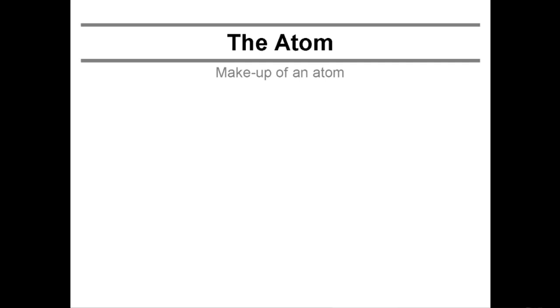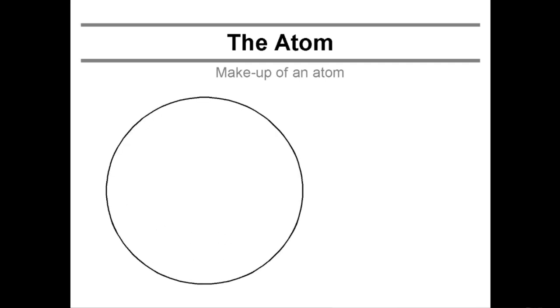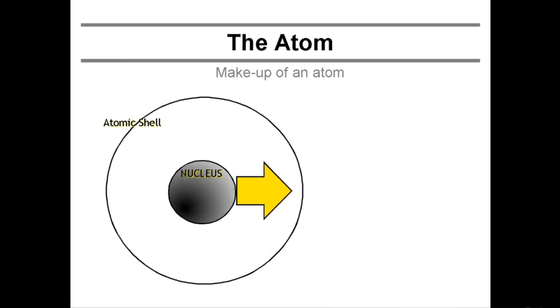So a little bit, what do we know about the atom, the makeup of an atom? Quick, so let's assume this is an atom. Blew it up, of course, a little bit. It's made out of several parts. It has an atomic shell, kind of something that's the outside of it, and it also has something in the inside we call the atomic nucleus. And they are composed of certain things. So the nucleus is made out of protons.